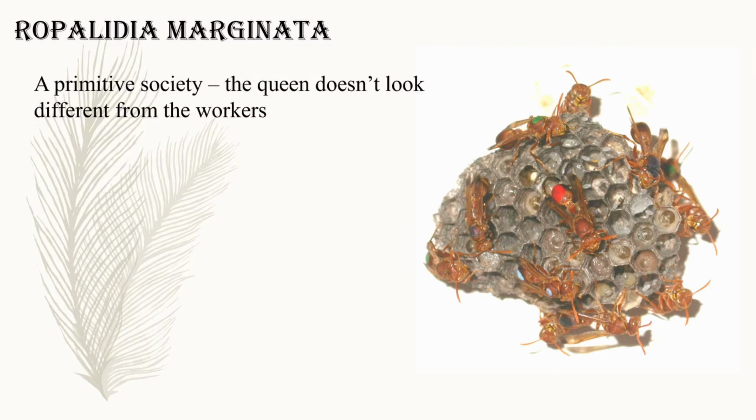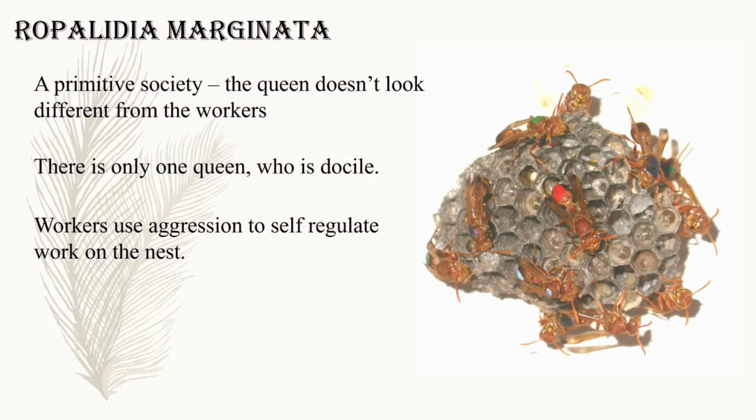So this is actually a primitive society where a queen does not look like the workers, unlike queens in, say, ants or queens in honeybees, where there's morphological difference between the queen and her workers. There is always only one queen in the colony, and you have to identify her by seeing her lay eggs, no other way. And she is actually a very, very docile animal on the nest. That doesn't mean that everybody on the nest is docile. Workers use aggression among themselves to do what? To self-regulate work on the nest. So workers beat up each other to say, go get food, there's work to do, there's nest maintenance to do, etc., etc. So aggression is a means of self-regulation in the species.